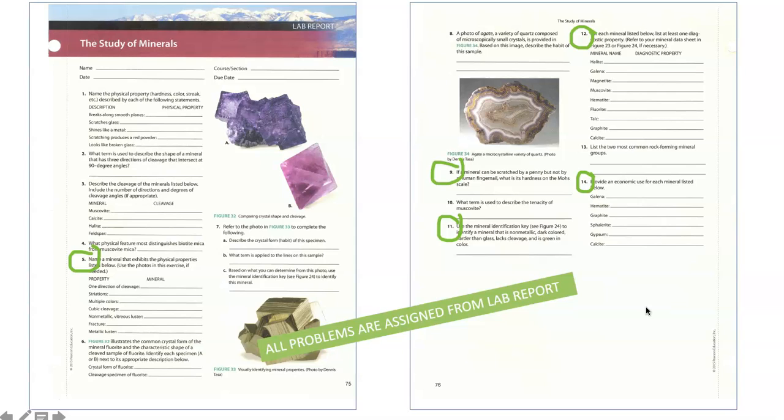Finally, the last bit to do is the lab report. This is quite important because it's a good summary of everything you've learned. All of the problems are assigned, but I did circle in green the problems that I really want you to focus on. These are the ones that will really show me that you've learned what I want you to learn about minerals. And number 11 especially is the type of question you might see on the final exam or a quiz.